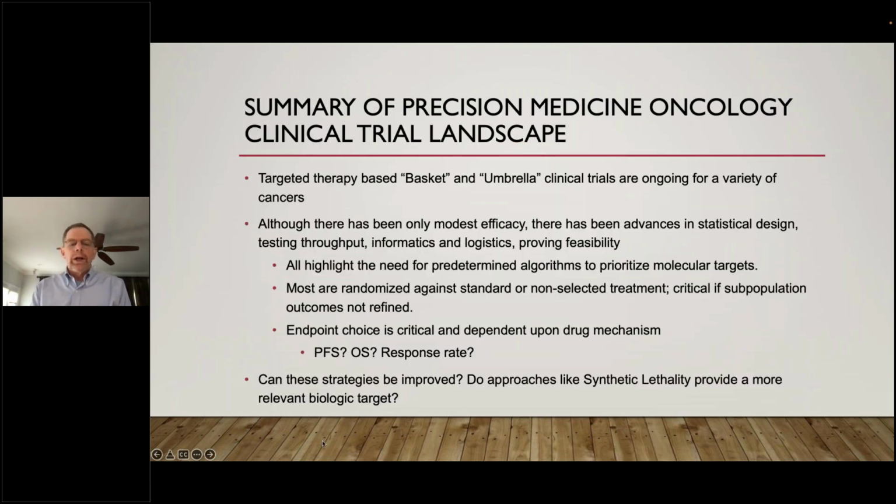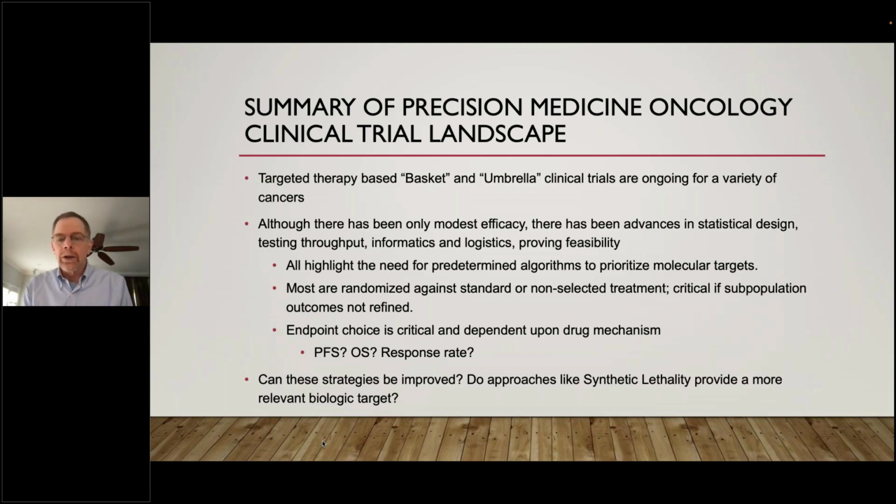So let me just summarize. We have targeted therapy using basket and umbrella clinical trials across cancers. There's been modest efficacy, but I think really a lot of work helping us in the logistics and design. And of course, particularly in neuro-oncology, we have to define the endpoint. RANO has been working on this: progression-free survival, overall survival, response rate. And of course, the question, can these strategies be improved? Of course, the answer is yes.